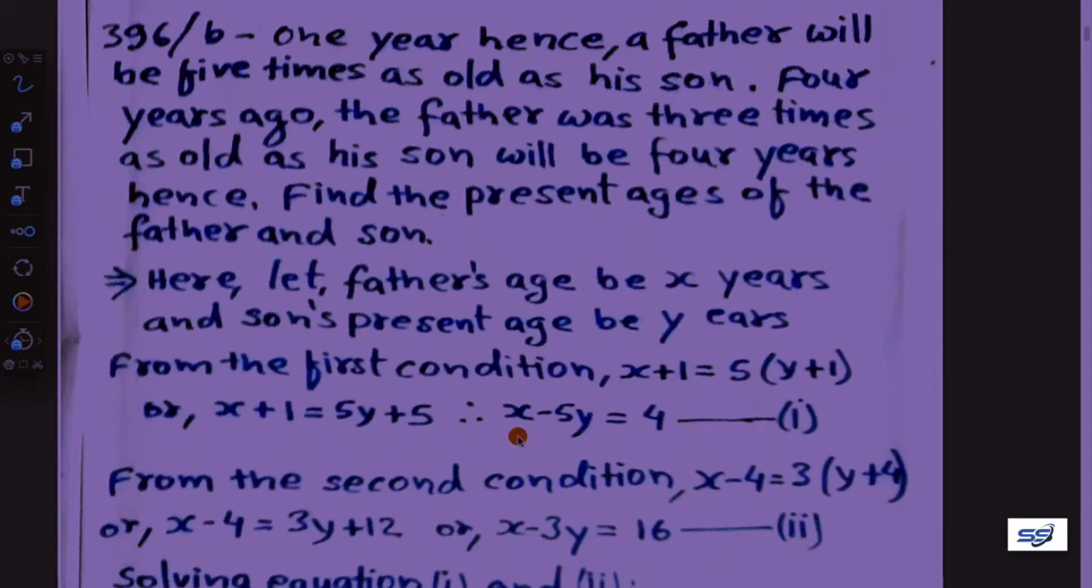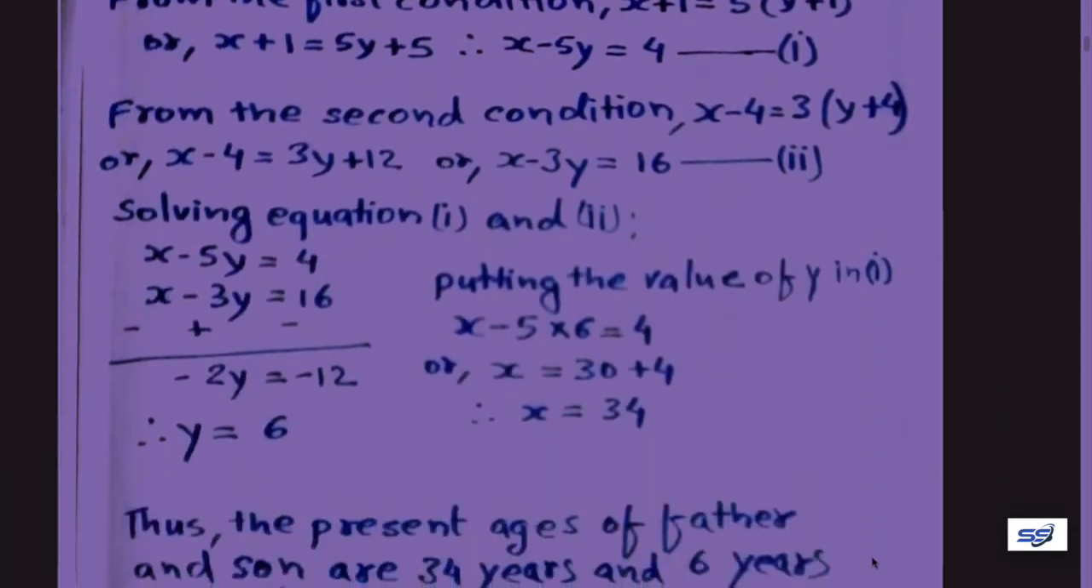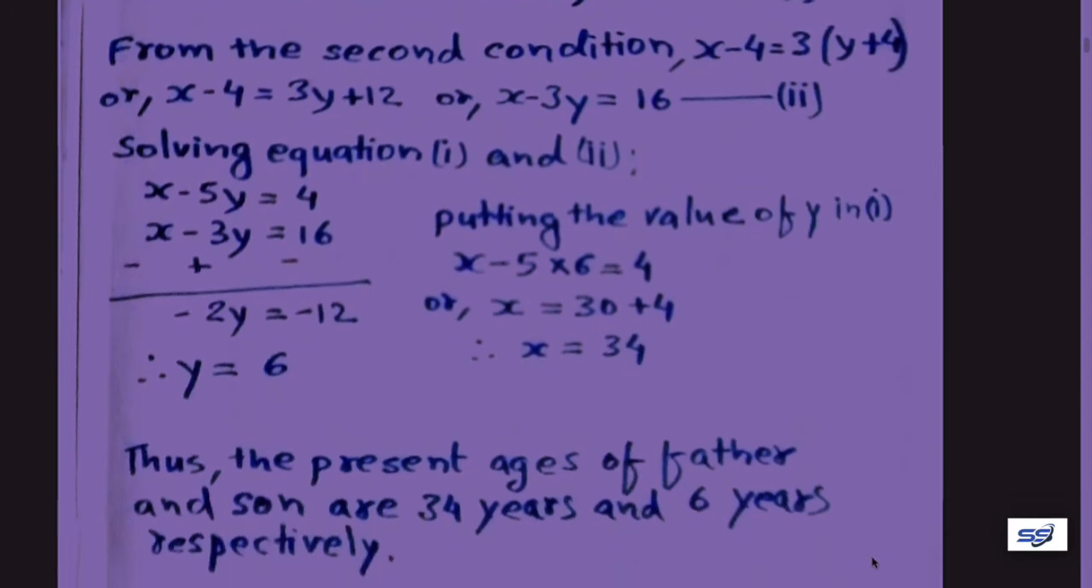In the first equation we got x minus 5y equals 4. This is our first equation, and x minus 3y equals 16 is our second equation. From these two equations, we can easily get the age of father and son. By solving equations 1 and 2, we can easily get the age of father and the age of son.